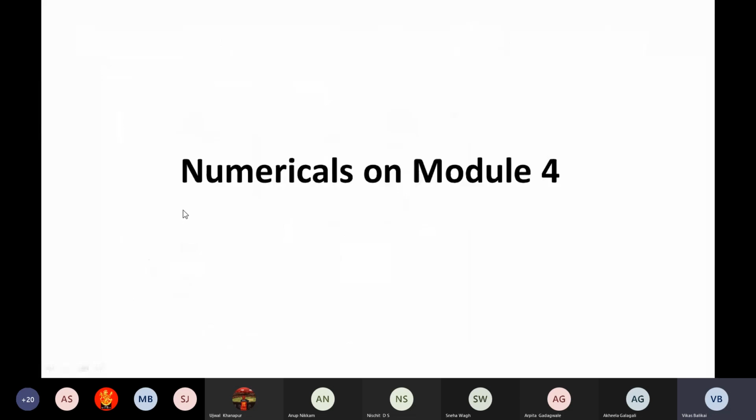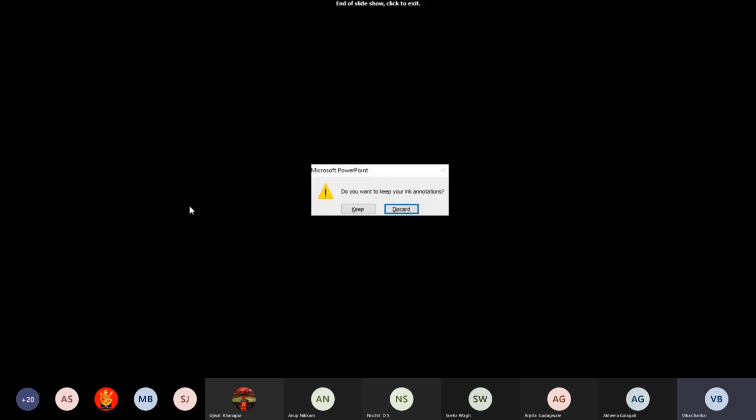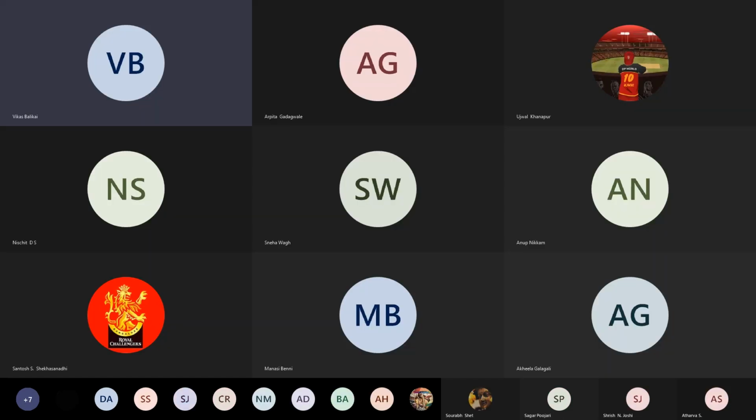So what I'll be doing here, I'll be just showing you some of the numericals which I left in the previous module. I have solved it, and I'm going to upload it in the MS Teams also as part of notes. So I'll just try to show you how exactly the numericals can be solved. So just hold on for a moment.